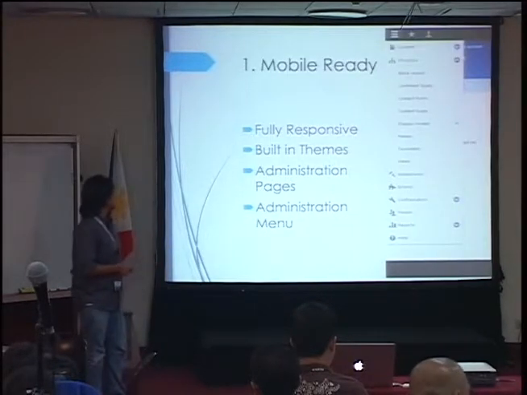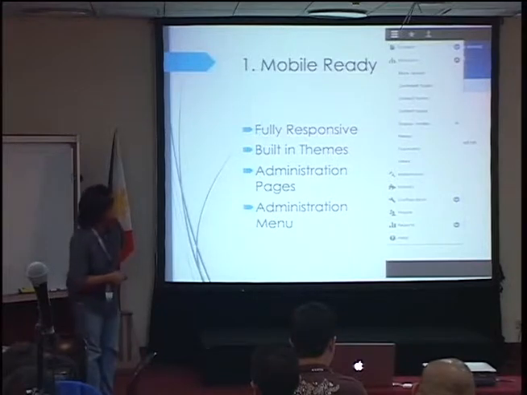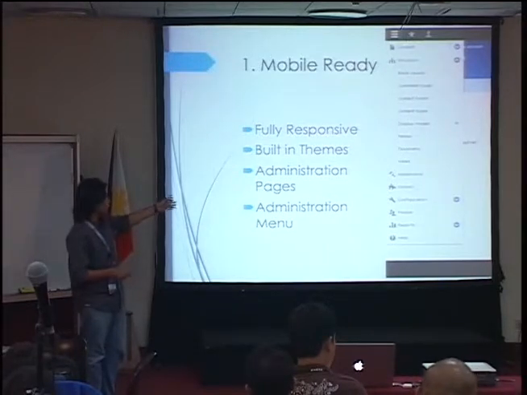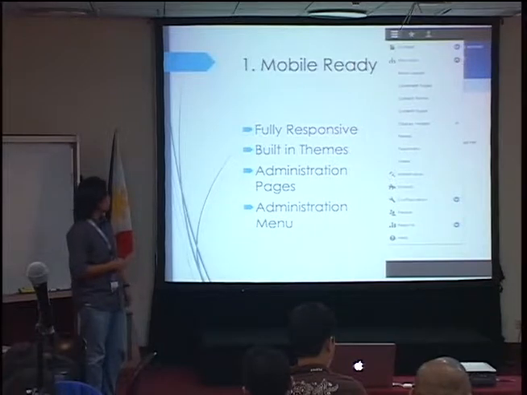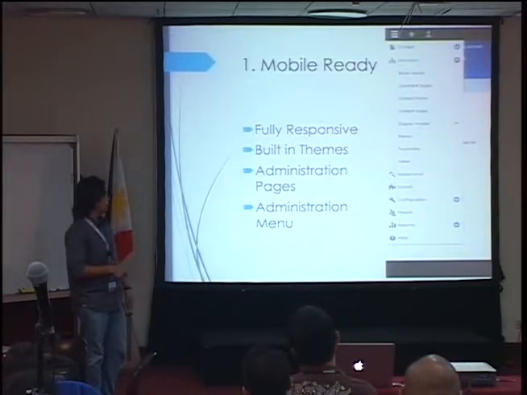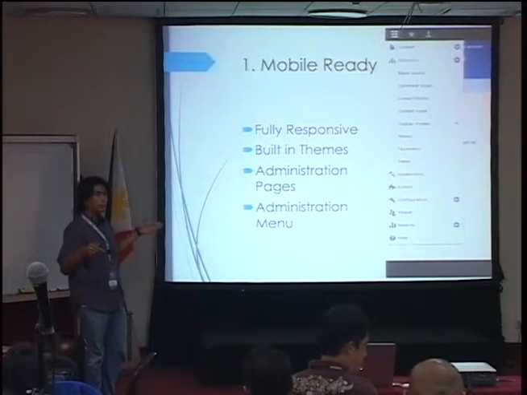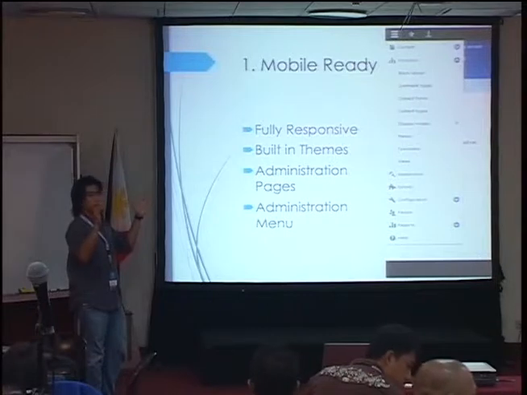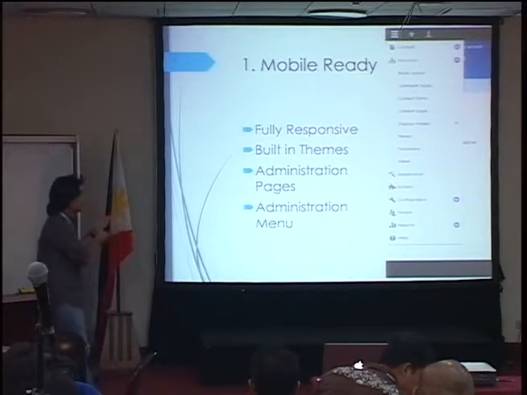So mobile ready, it's more fully responsive. So this is the default Drupal theme. It's a bit cut off at the end, but that's being viewed at, I think, 320 width. So the admin menu is already integrated in the front. If you widen the page, you'll get a wider bar menu. If you make the page narrower, you'll get this vertical thing.